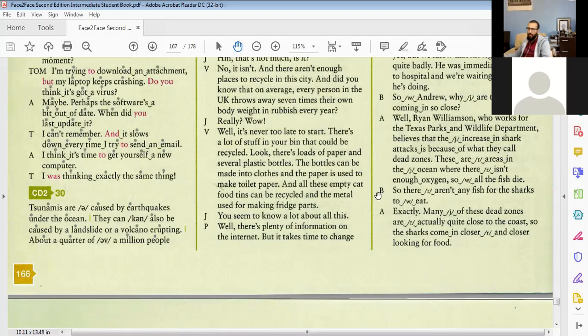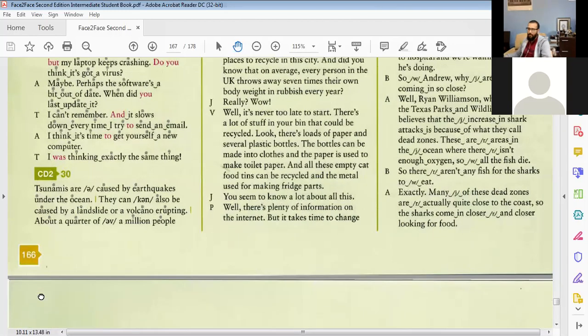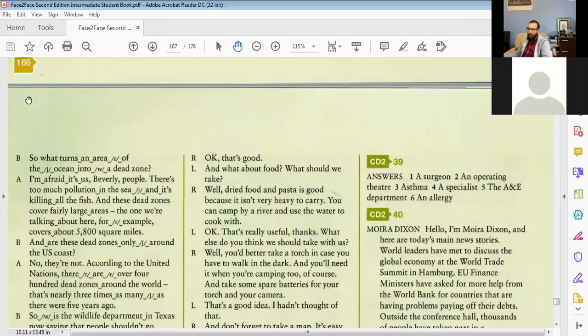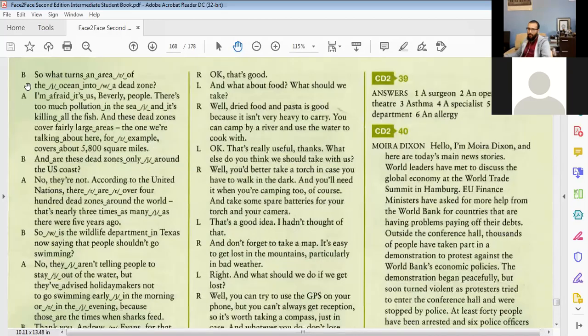So there aren't any fish for the sharks to eat? Exactly. Many of these dead zones are actually quite close to the coast, so the sharks come in closer and closer looking for food. So what turns an area of the ocean into a dead zone? I'm afraid it's us, Beverly. People. There's too much pollution in the sea and it's killing all the fish. And these dead zones cover fairly large areas. The one we're talking about here, for example, covers about 5,800 square miles.